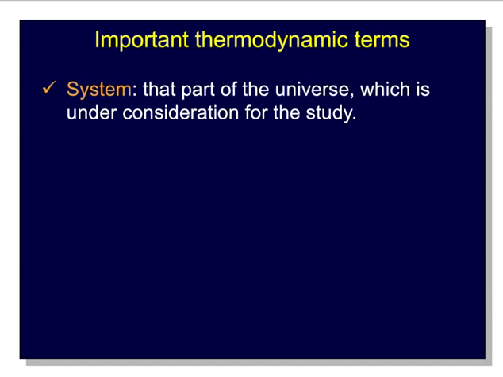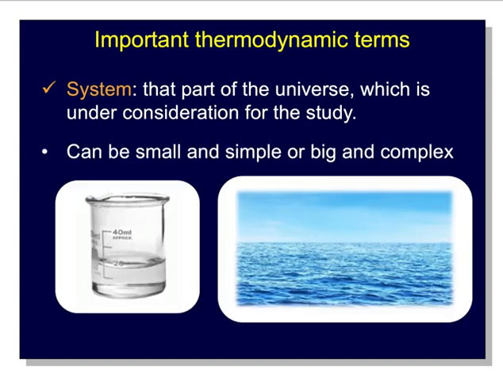Okay, let's try to understand with the help of some examples. The system could be of any kind whatsoever, because there is no restriction of any kind on that. The system could be very small and simple. For example, if I take a certain amount of water in a beaker and I want to study certain behavior of water taken in a beaker, that is a system. It's as simple as that. It's a very simple and small system.